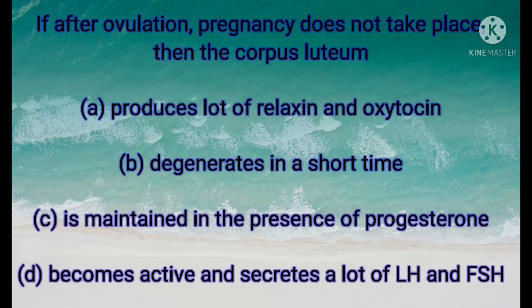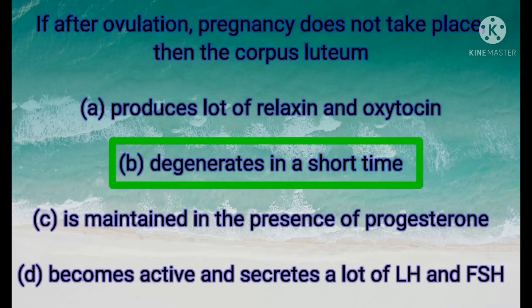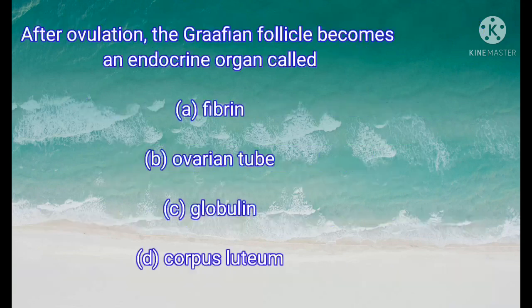But the question is, if after the ovulation pregnancy does not take place, then the corpus luteum degenerates in a short time in the ovary and is converted into corpus albicans, and this stops the secretion of progesterone. Here the next question is: after the ovulation, the Graafian follicle becomes an endocrine organ.